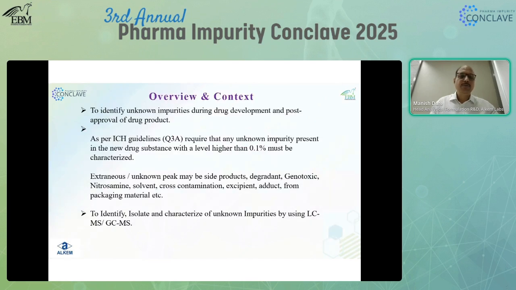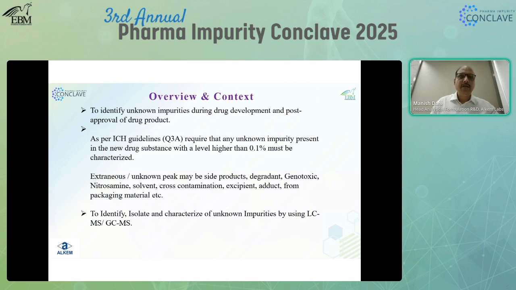This is the overview, and it is clearly defined: identify the unknown impurity. Basically, this is NTA during drug development and post-approval of the drug product. As per ICH Q3A, an unknown impurity present in the drug substance at the level of 0.1% must be characterized. So the regulatory and quality expectations clearly define that an impurity should be well characterized and kept well within the defined limit.